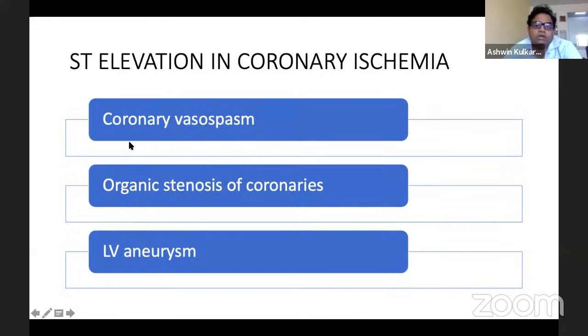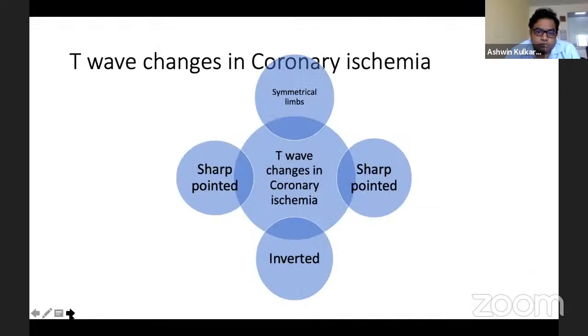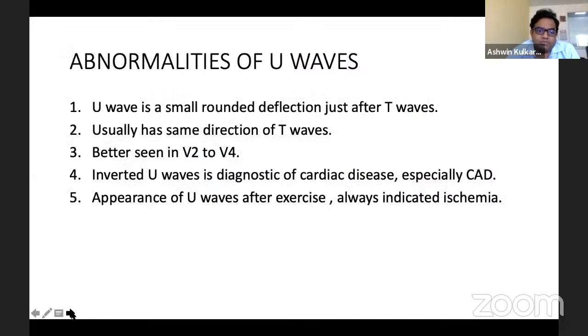As I mentioned earlier, ST elevation in coronary ischemia can happen because of coronary vasospasm, or there can be severe stenosis of the coronaries. So even this can cause ST segment elevation, even though there is no evident infarction. And an LV aneurysm can also have ST segment elevation. Now, T wave changes in coronary ischemia. As I told, it will be a sharp and pointed T wave, inverted, and with symmetrical limbs.